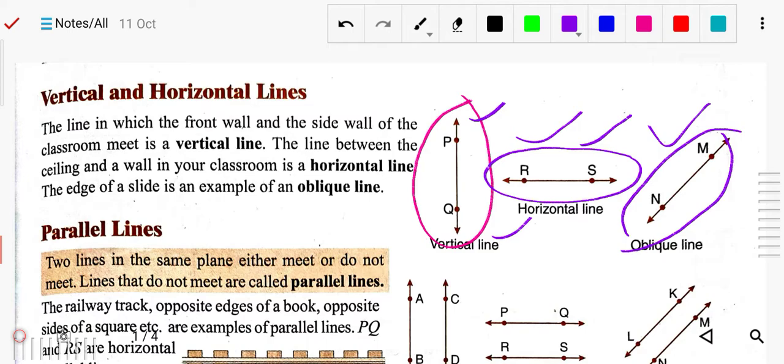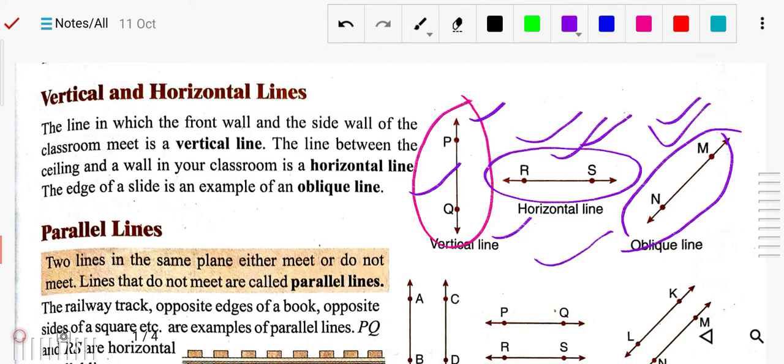The line where the front wall and the side wall of the classroom meet is a vertical line. This is an example. The line between the ceiling and the wall of your classroom is your horizontal line. The edge of a slide is an example of an oblique line. So this is your vertical, this is horizontal, and this is an oblique line.